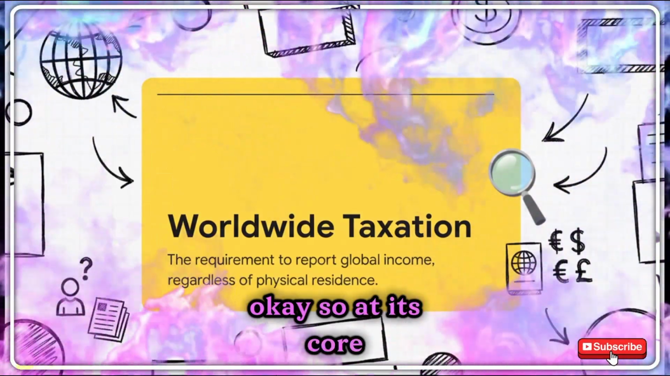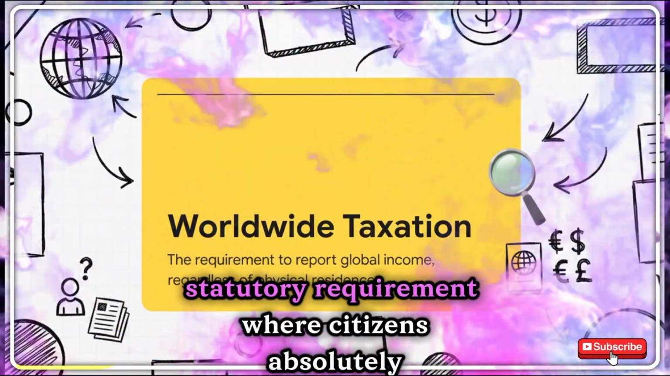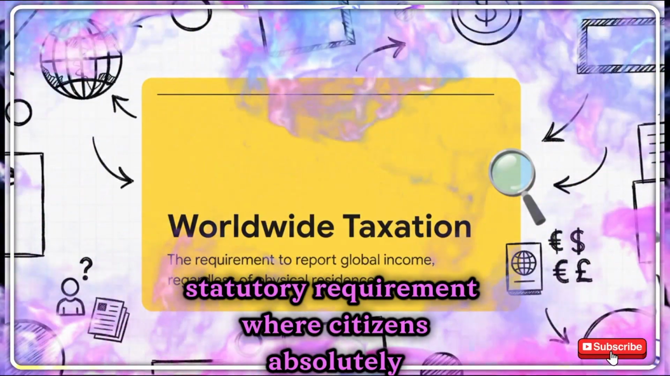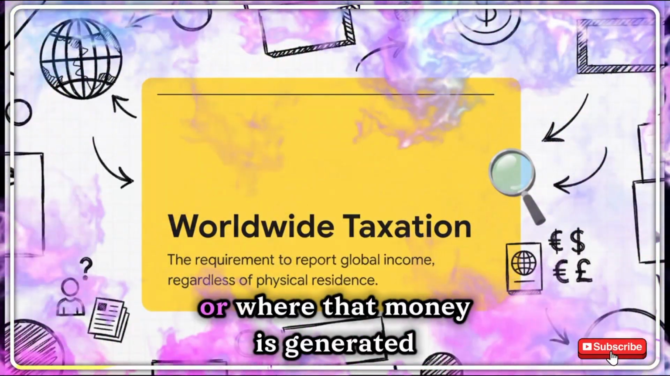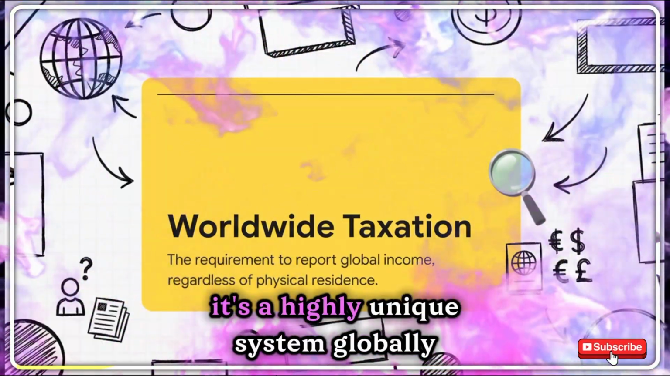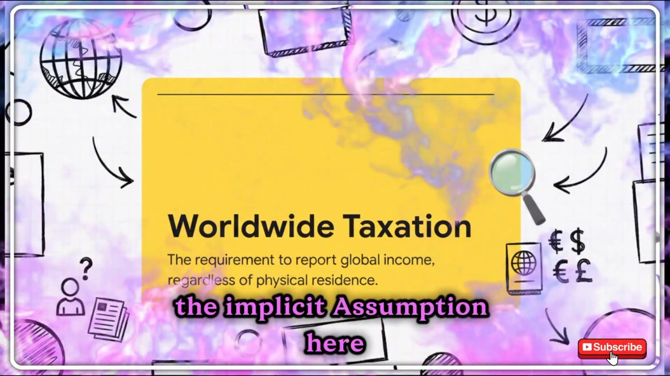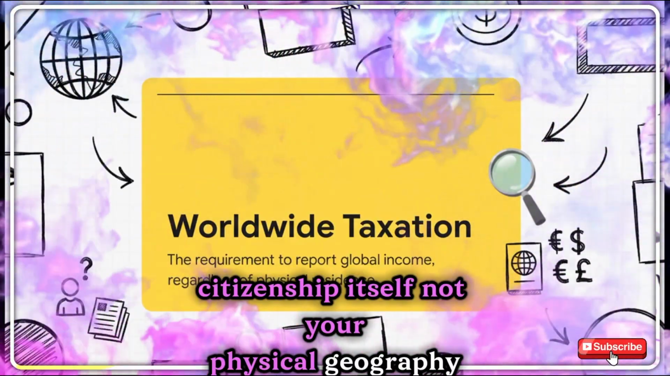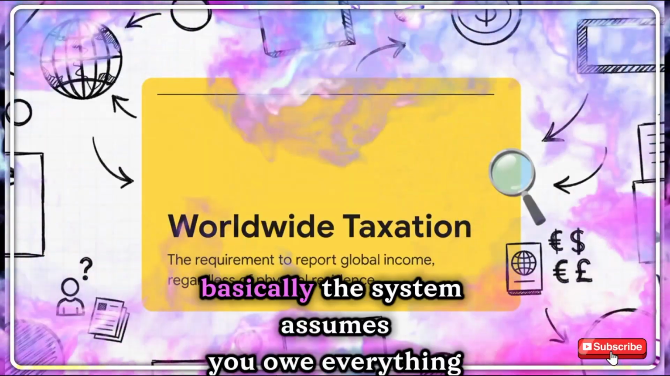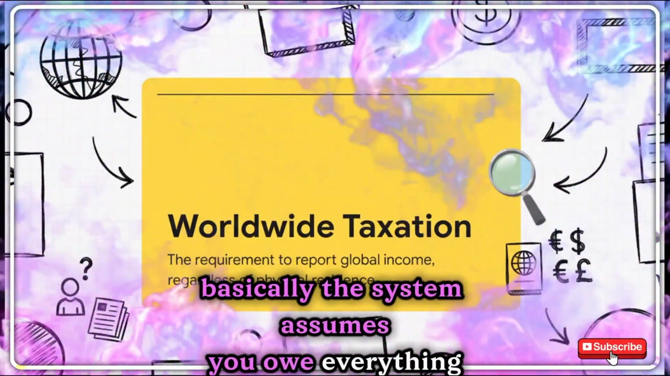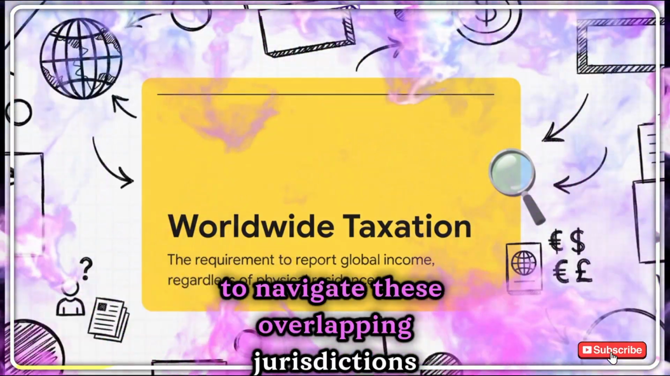Okay, so at its core, worldwide taxation is this systemic statutory requirement where citizens absolutely must report their global income. It doesn't matter where you physically live or where that money is generated. It's a highly unique system globally. The implicit assumption here, citizenship itself, not your physical geography, is the primary trigger for your tax liability. Basically, the system assumes you owe everything, and the burden of proof rests entirely on you to navigate these overlapping jurisdictions to prove otherwise.